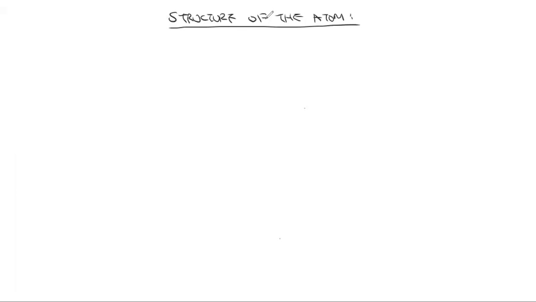So let's start by covering what the structure of an atom is. Historically, you'll need to understand that we started with the idea that the atom was the smallest indivisible unit that made up matter. And you might know that from your chemistry, all right?